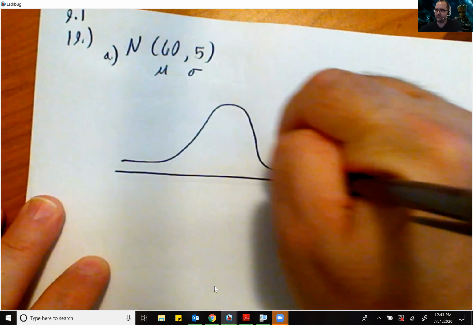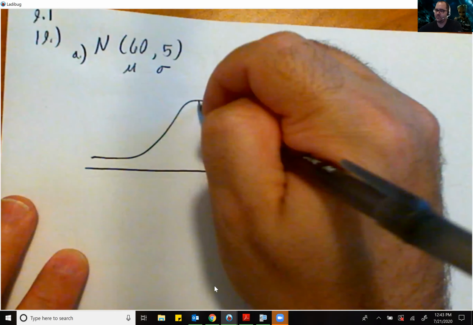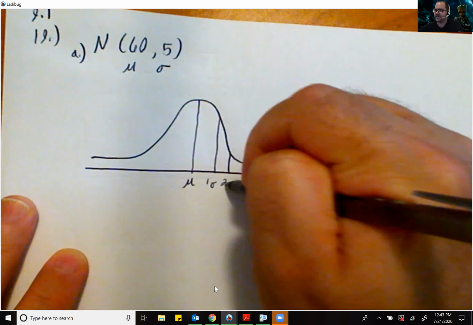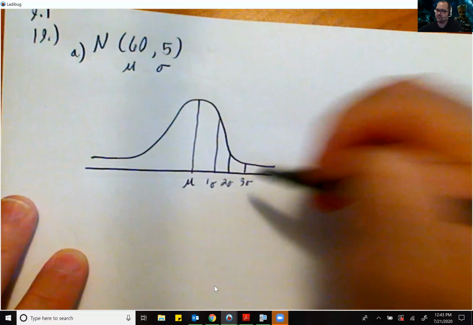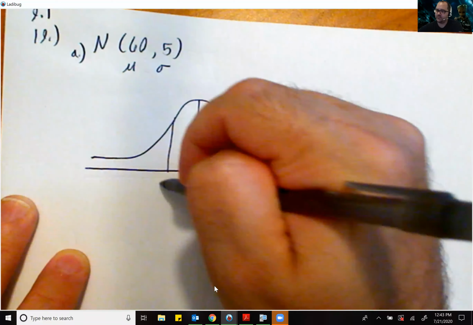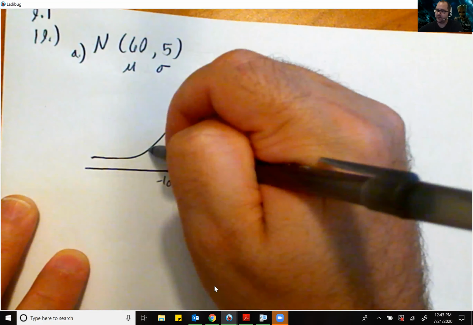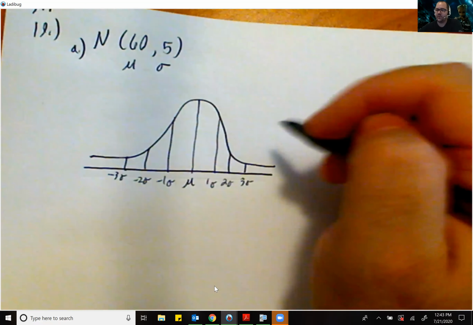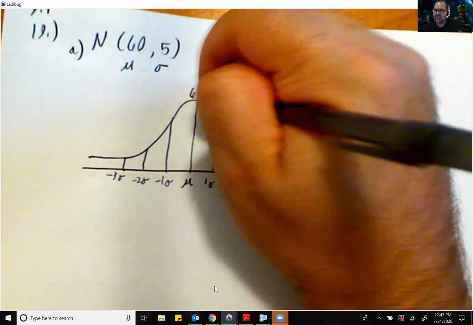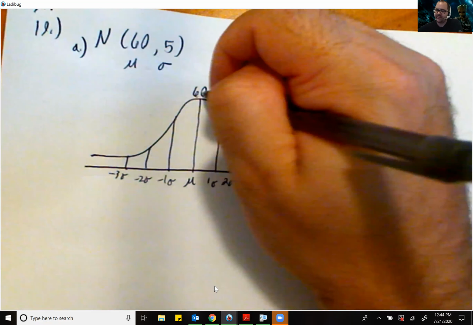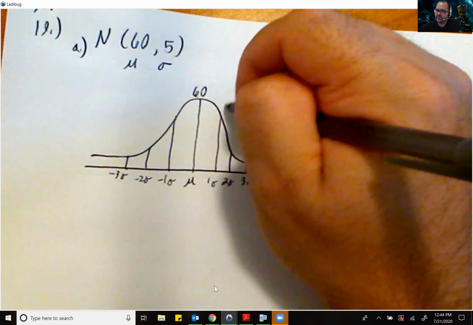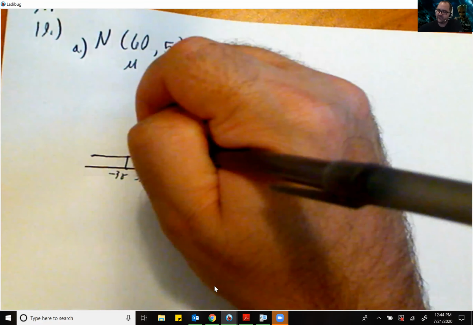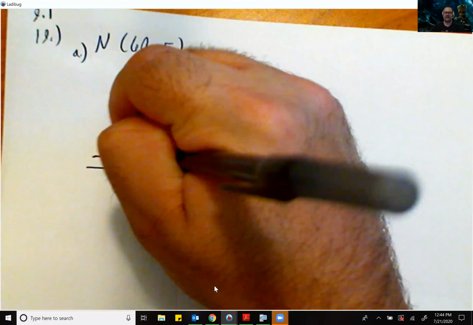I drew it a little bit better. In the middle is mu. Then I've got 1 sigma, 2 sigma, 3 sigma, negative 1 sigma, negative 2 sigma, and negative 3 sigma. In the middle goes the mean, 60. Then we just add 5s all the way up and subtract 5s all the way down. So this is 65, 70, 75. This is 55, 50, 45. So that's what our graph looks like.